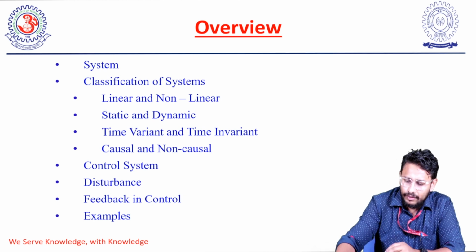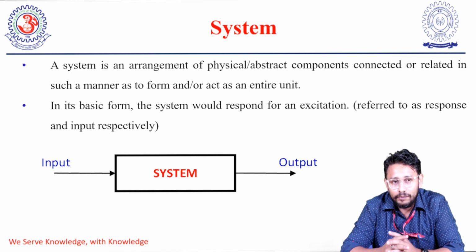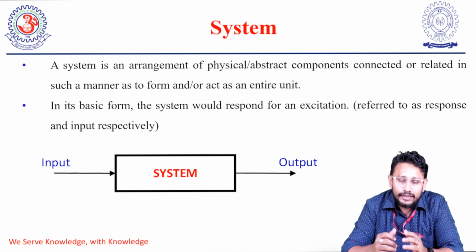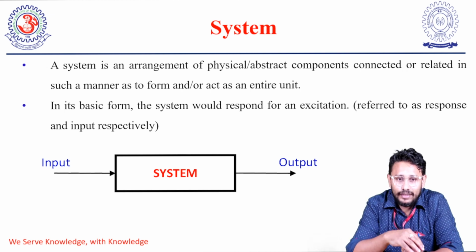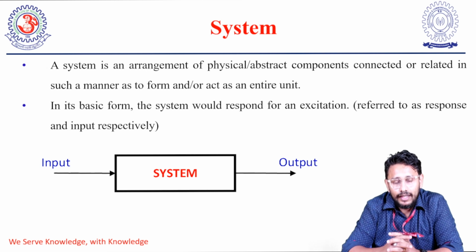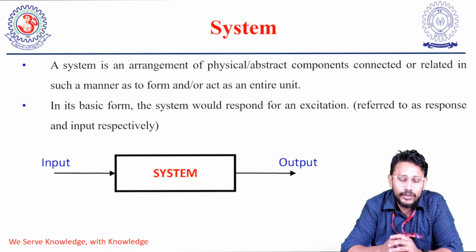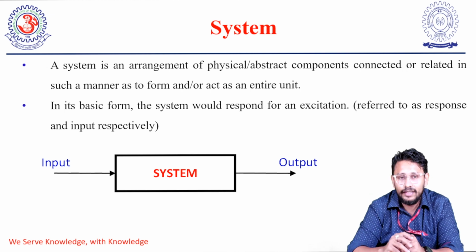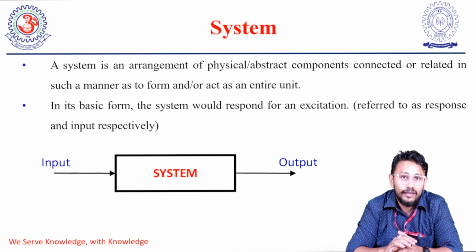Now, to begin with, a system can be considered as an arrangement of any physical, biological, or abstract components which are connected in such a manner that it performs or serves a particular task, working together as a single unit. In the most basic form, a system can be defined as a combination of some sort of processes which will respond to an excitation, and the excitation can be of any form. It can be physical, it can be an abstract excitation, or it can be biological for that matter.